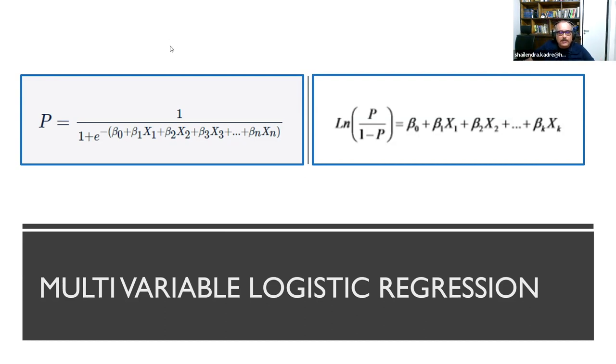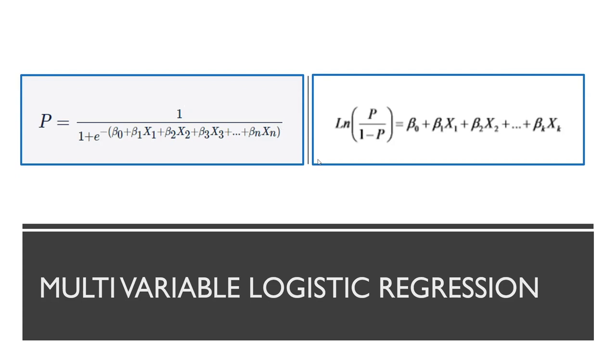So in simple linear regression, our equation was y is equal to mx plus c. We extended it to multivariate. So it became y is equal to beta 0 plus beta 1 x1 plus beta 2 x2 plus beta 3 x3 up to beta n xn. In the same fashion, we are extending the logistic regression equation from single variate to multivariate. Any problem in this? Anybody, any question? No problem, sir.